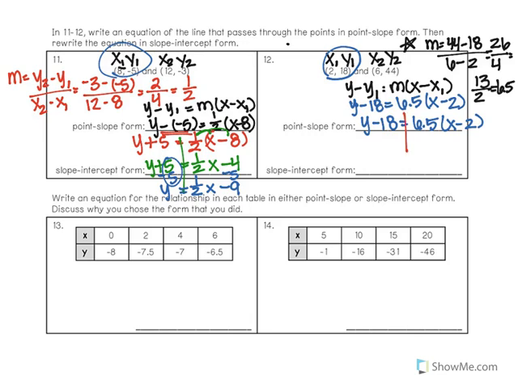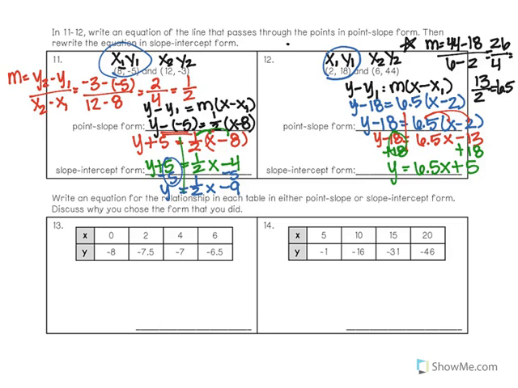Now we're going to distribute. It's a little bit easier to distribute with the decimal. So then we have y minus 18 is equal to 6.5x minus 13. And then we're going to add that 18 to both sides, which is a zero pair, and we're left with y equals 6.5x plus 5.